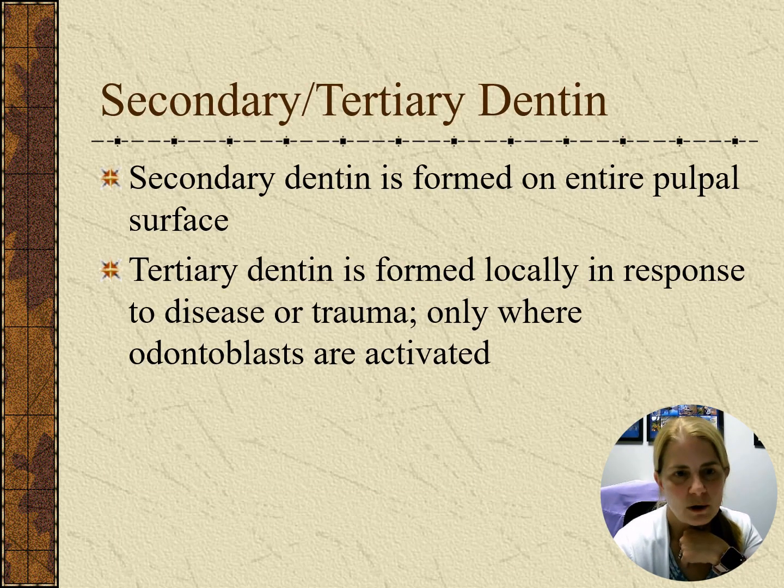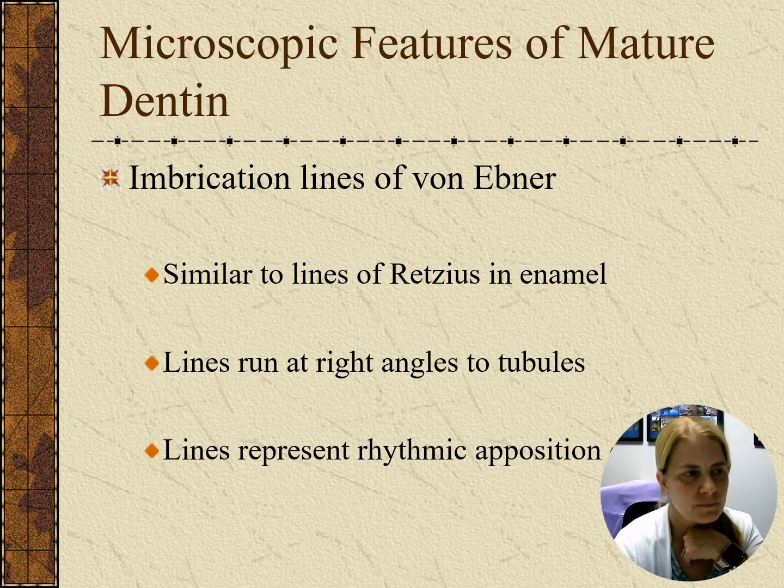Secondary dentin is formed on the entire pulpal surface after the apex is formed and throughout life. Tertiary or reparative dentin are formed only in one area in response to disease or trauma when the odontoblasts have been activated. There are some microscopic features of mature dentin that we will see.